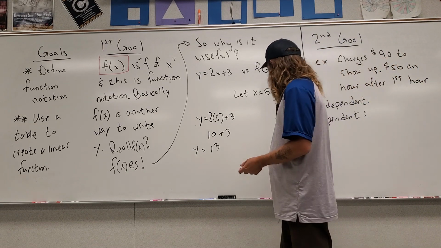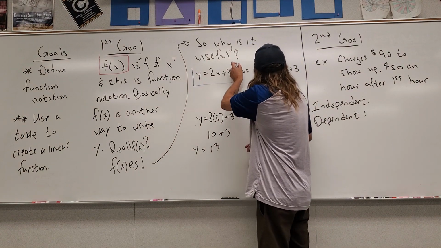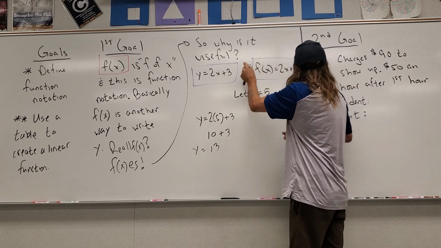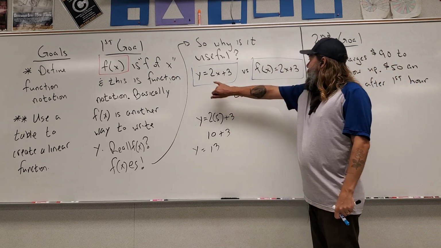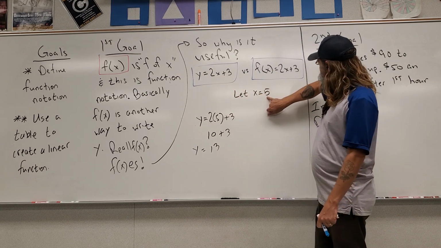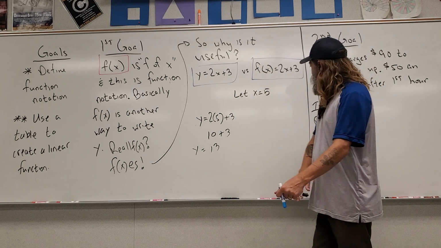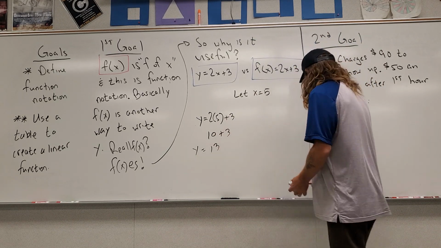I have the same linear function written twice, once with y and once with f of x. So here I worked out the y equals 2x plus 3. I let x equal 5. I plugged in 5. X could be any number. I just picked a number at random, worked it out, and I know that y equals 13.